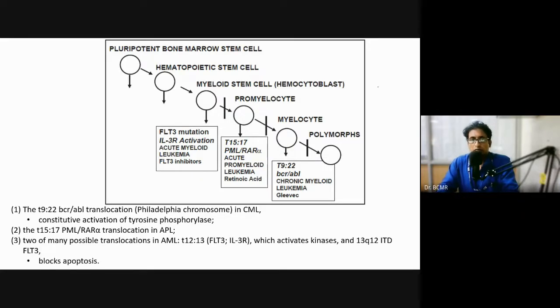There are multiple types of leukemia. We don't have to mug up those things, but if a blockage happens somewhere here, they say pluripotent, again, that is wrong, right? We will just say it as multipotent bone marrow stem cell. If the maturation is blocked here, it is AML, acute myeloid leukemia. If it is after promyelocyte, there is a blockage here, then we have PML, promyeloid leukemia. And then after myelocyte, if there is a blockage, then we can say CML, chronic myeloid leukemia.